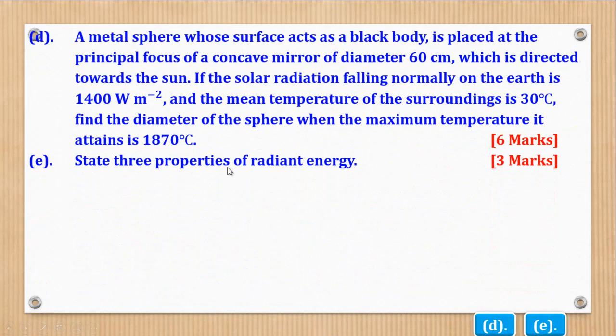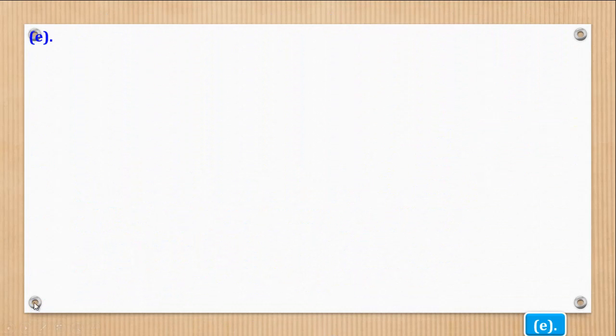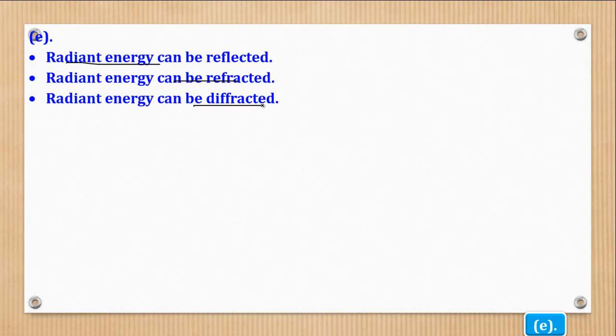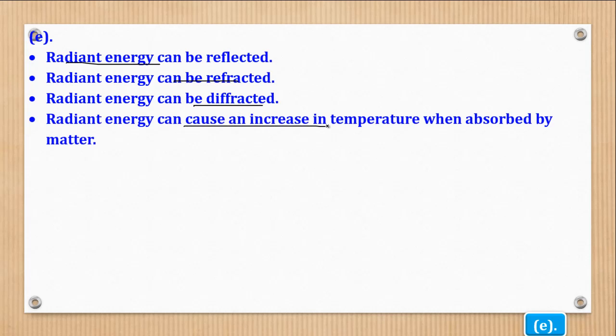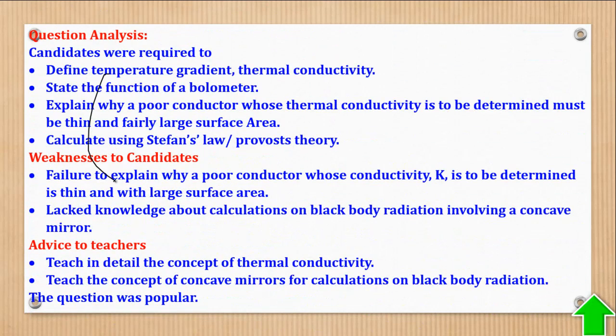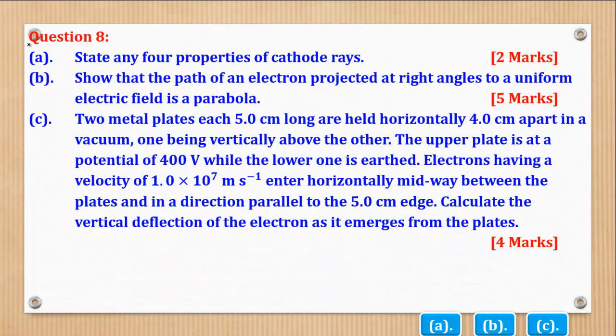Part E says state 3 properties of radiant energy. So radiant energy can be reflected, it can be refracted, it can be diffracted, and it can cause an increase in temperature when absorbed by matter. So this is the question analysis for that question. Now we shall go to question 8.